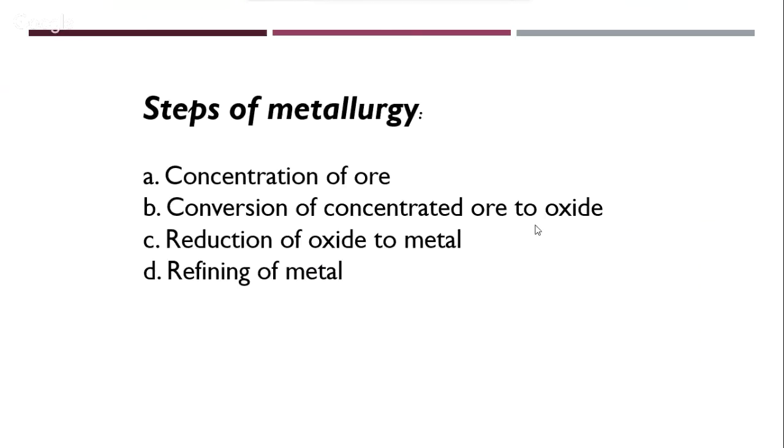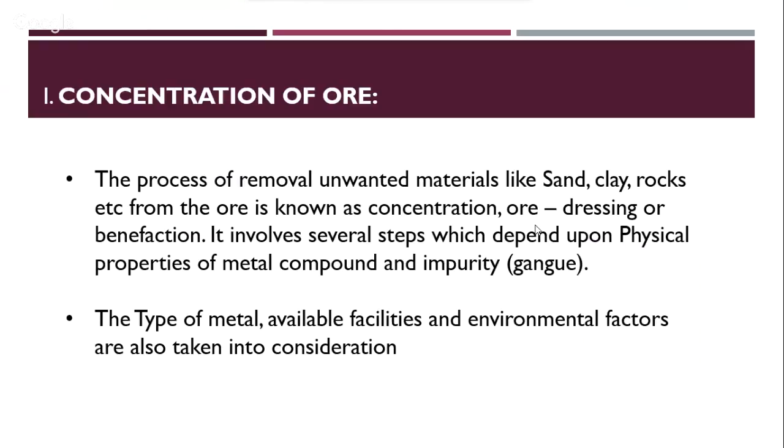The second is conversion of this concentrated ore to oxide. What we do is we try and convert these ores to their oxygen compounds, because oxygen compounds are the easiest to reduce, and they are also very easy to manage and handle, also very profitable. The third thing that we do is we reduce these oxides to metals. And lastly, we refine these metals. Now we'll look at elaboration of all of those steps.